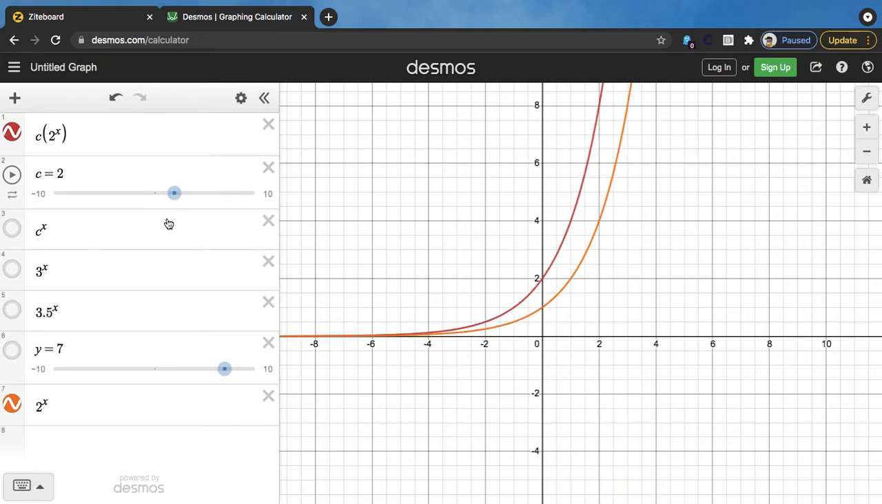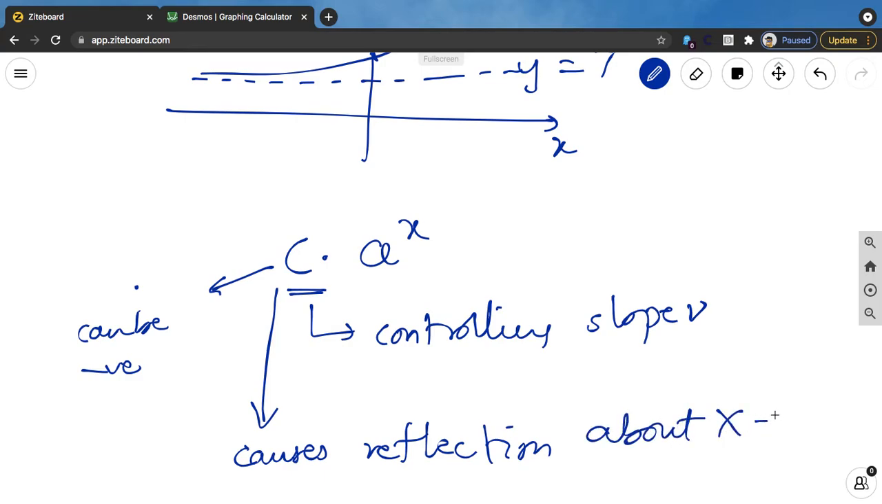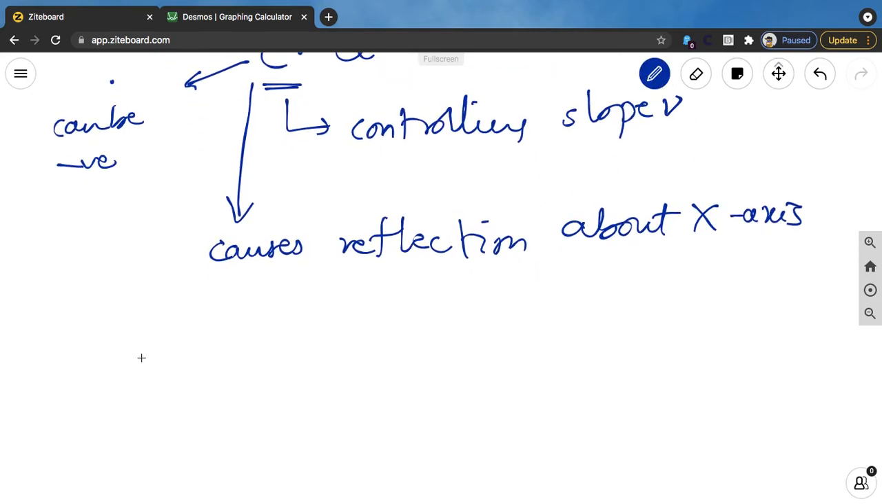Correct? And therefore, I need to think of it as not just making it steeper, but it is also playing a role in reflecting about the x-axis. So there are two things that it does. It can be negative, and it also causes a reflection about the x-axis when c is negative. Okay. So together, a general form of exponential function.